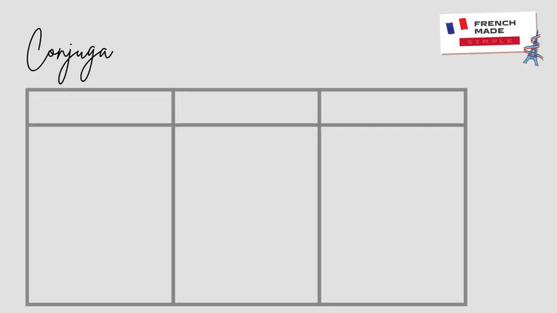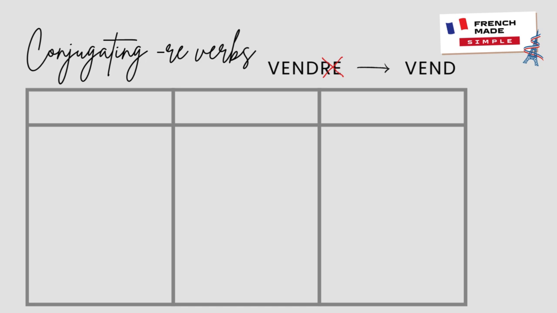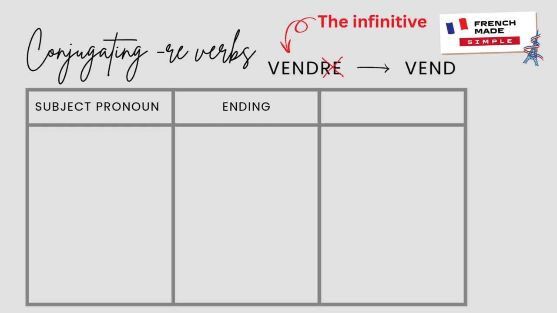So let's move to our third and last verb group. Just like ER and IR verbs, regular RE verbs follow a pattern. First, we take away RE from the infinitive form of the verb, then we add the correct ending, depending on the subject pronoun: je, tu, il, nous, vous, ils, elles. Let's take the verb vendre, which means to sell.